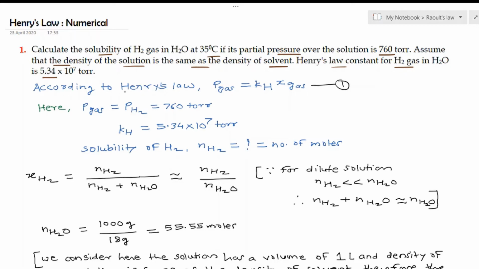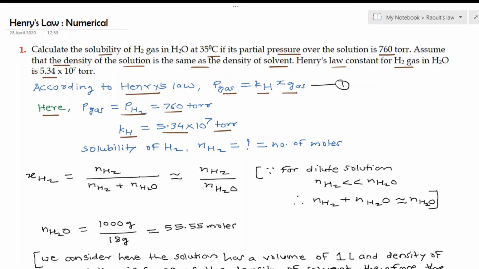This is based on Henry's law. According to Henry's law, the mathematical statement is P gas is equal to Kh multiplied by X gas. That is, the partial pressure of a gas is equal to the Henry's law constant multiplied by the mole fraction of the gas. In the numerical, the partial pressure of the gas is given as 760 torr and Henry's law constant for hydrogen gas is 5.34 into 10 to the power 7 torr.